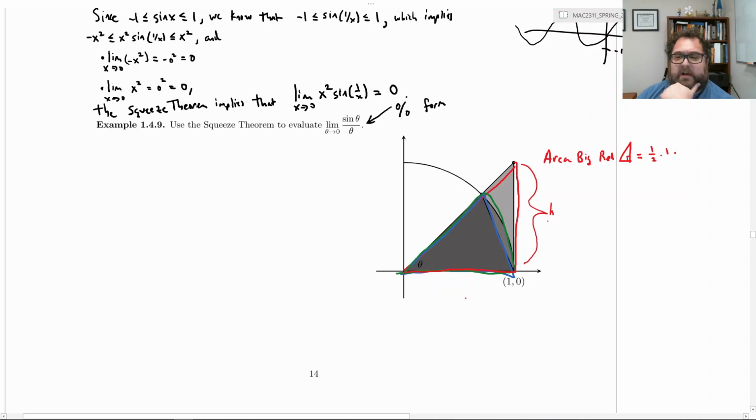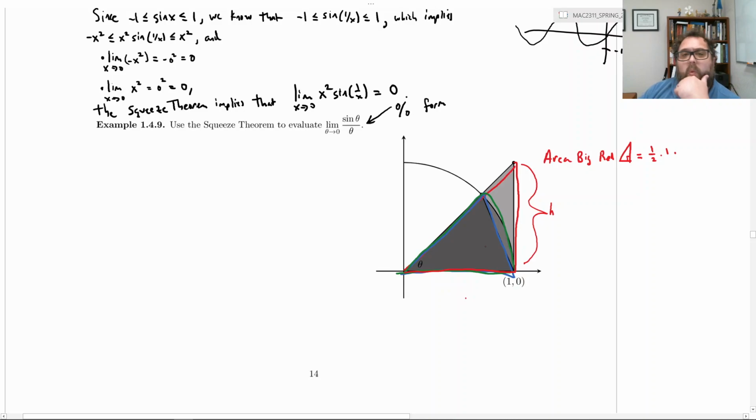How do you find that? Well, okay, that height is going to vary. If you let theta vary, the height is going to vary. So that means we need to find a variable expression for the height. But we can use trig. Okay, so what do we have here?